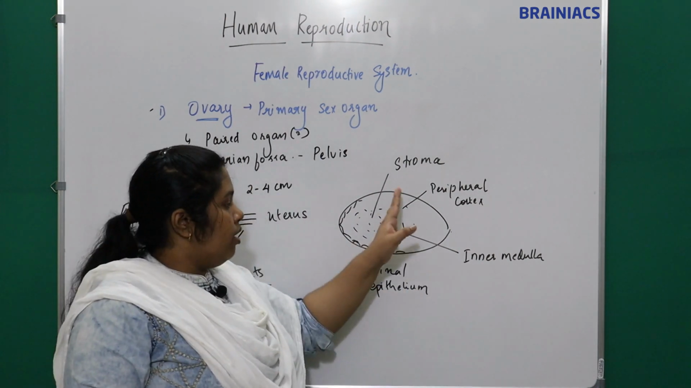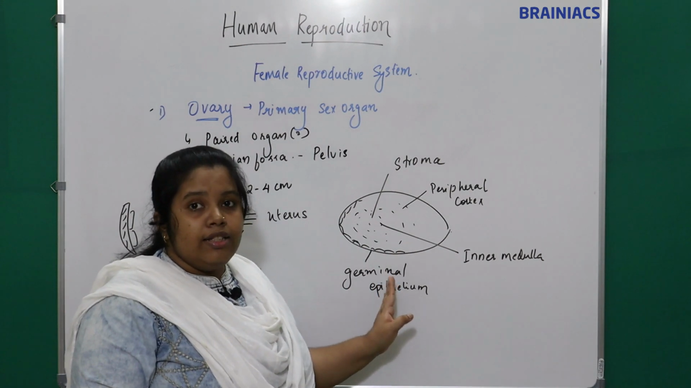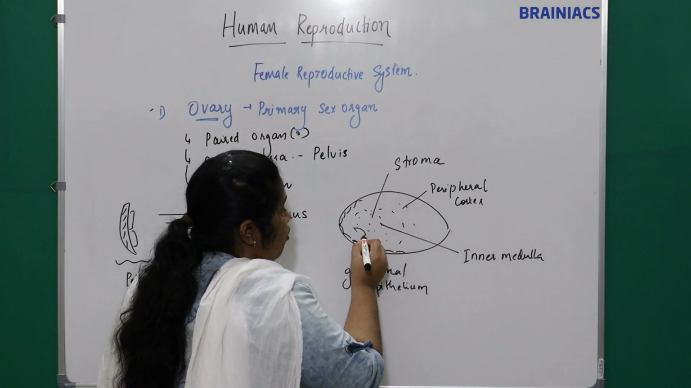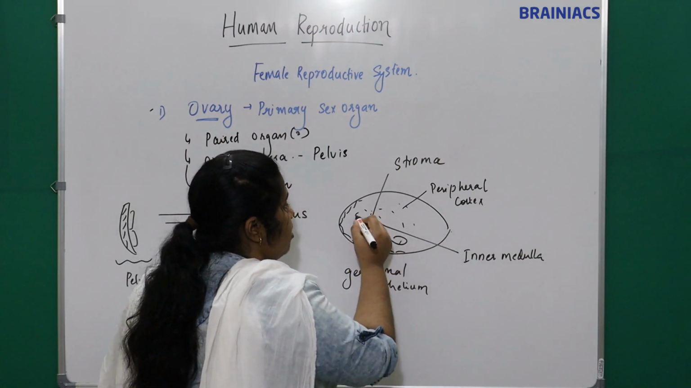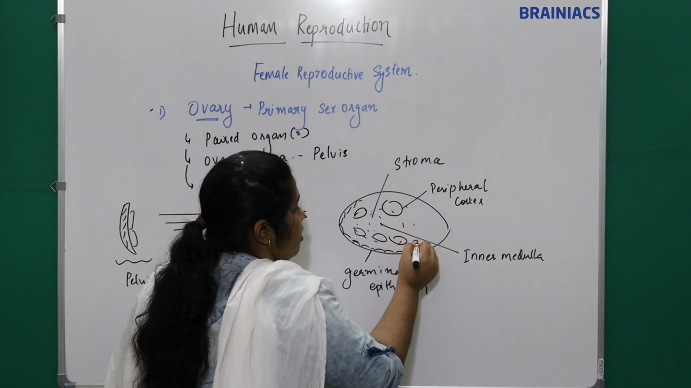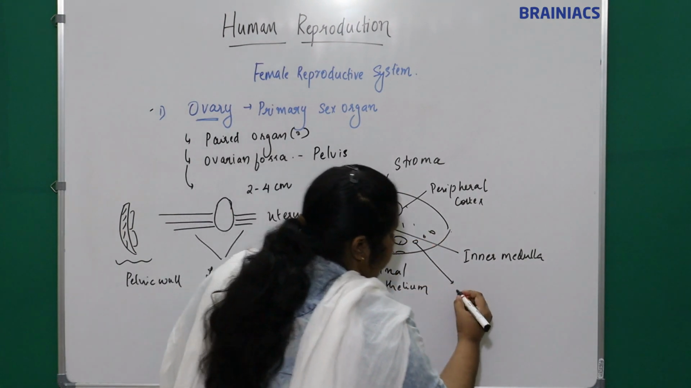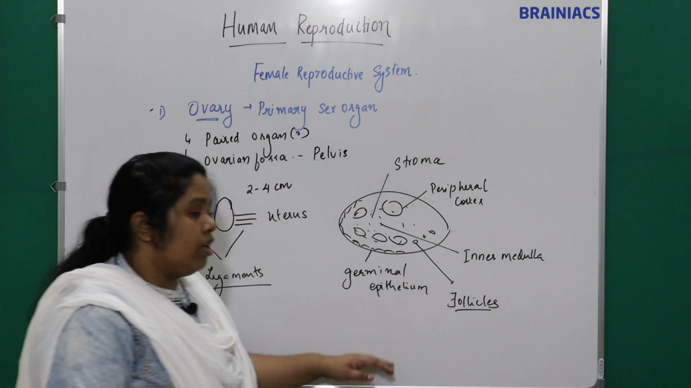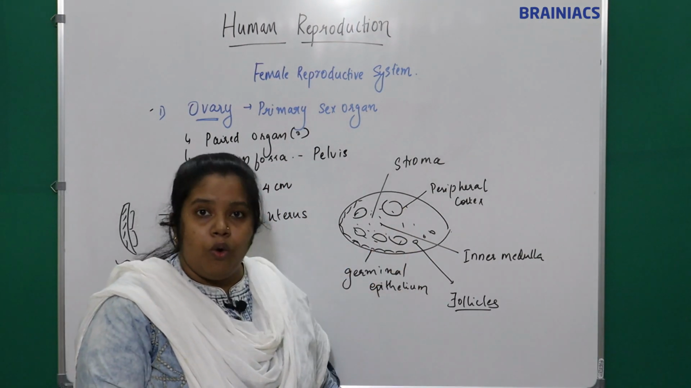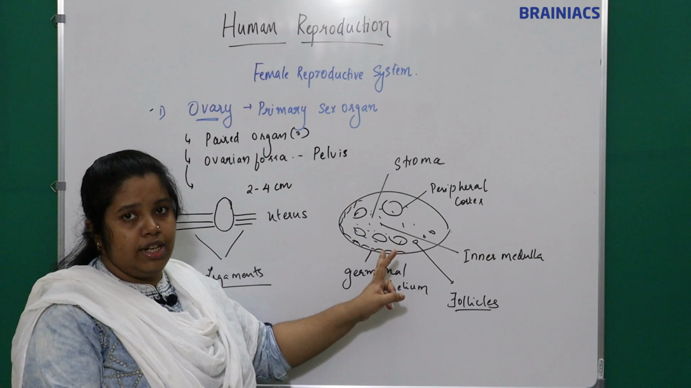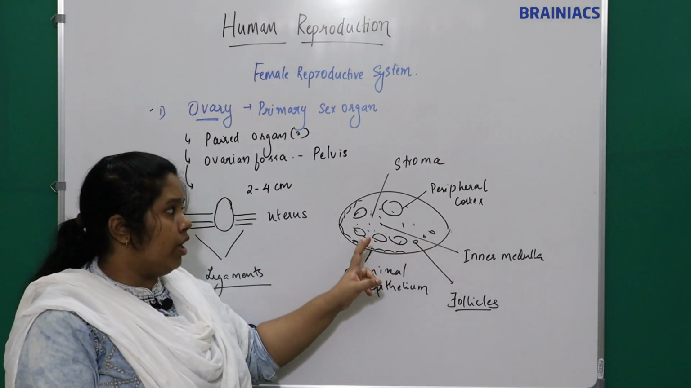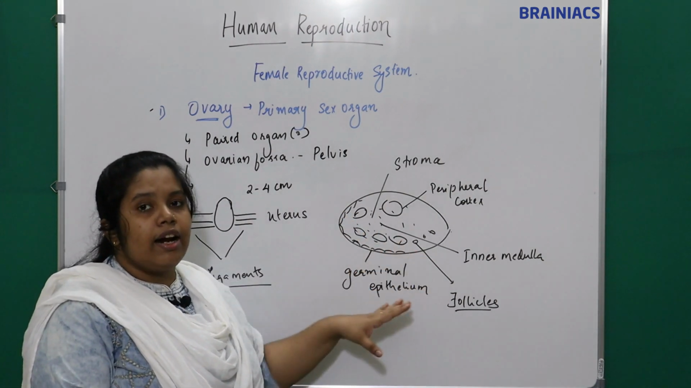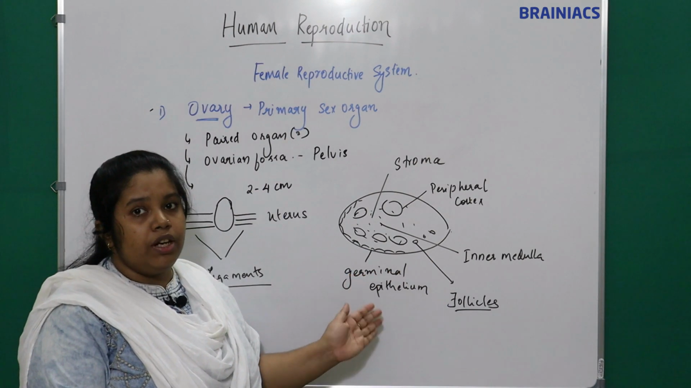And it is lined by which cells? It is lined by the germinal epithelium. Understand? Now what can we see? We can see the follicles of different stages in the ovary: immature follicles, mature follicles, the follicle which is very large, or Graafian follicle. We'll discuss the details of the follicles when we discuss the ovarian cycle.